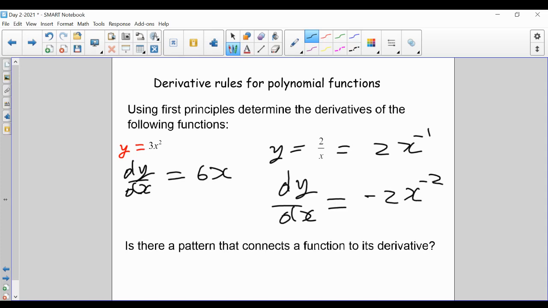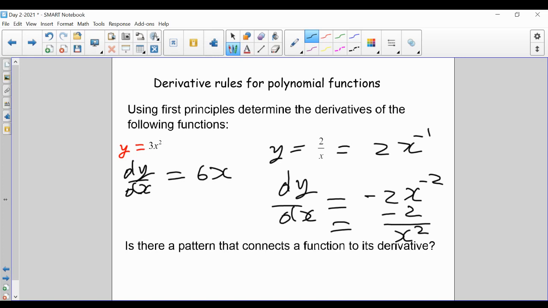Okay, so I'm not using first principles or anything. I'm just simply telling you what they are. So those are the two derivatives. The first one was when y is 3x squared, the derivative was 6x. And when y was equal to 2 over x, which is the same thing as 2 times x to the minus 1, the derivative is minus 2x to the minus 2. Or I could put minus 2 over x squared, right? That means exactly the same thing.